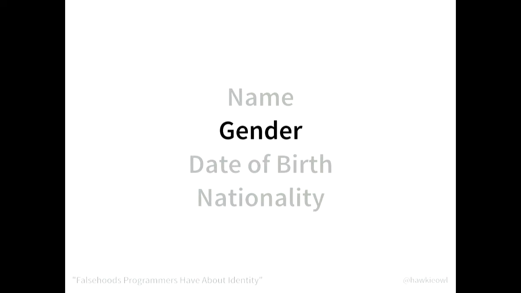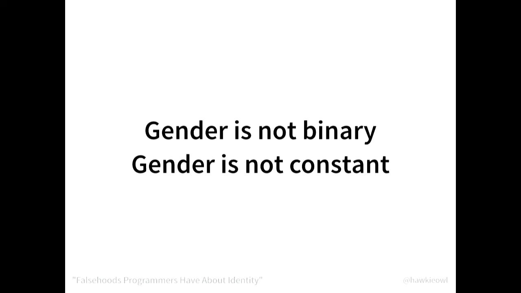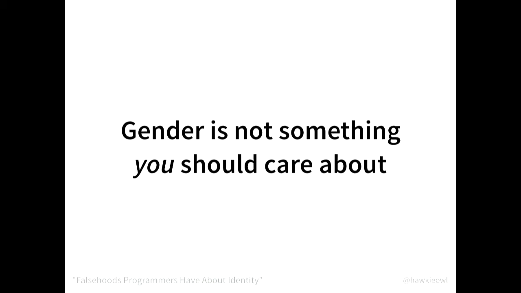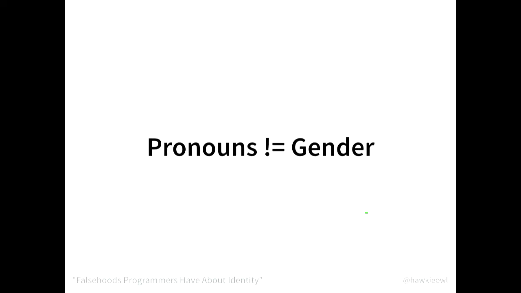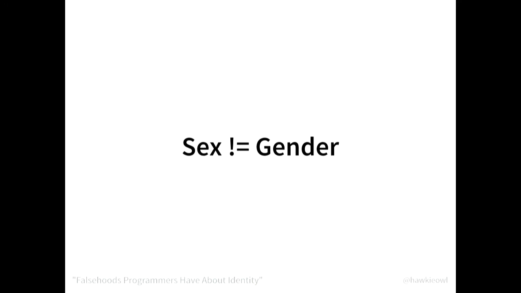Let's go with gender. Gender is not binary. Gender is not constant. For transgender people, it may be binary, it may not be. And gender, in most things, is something that you should not care about. Your service, like Uber for dogs, does not need to care about my gender. Pronouns also do not equal gender. Sex also does not equal gender, and we're not really sure what that is because there's been research into this, and it's not as clear-cut as people think it is.